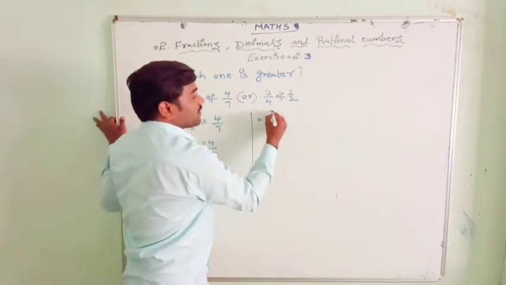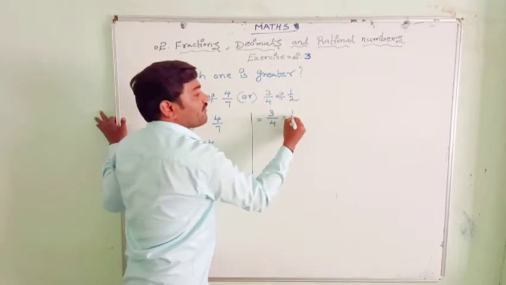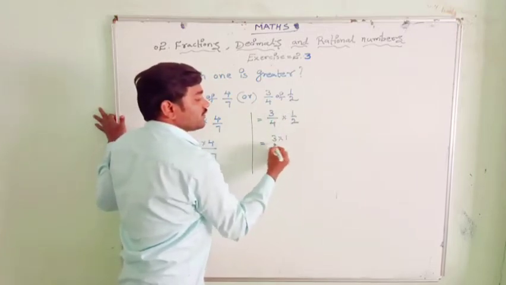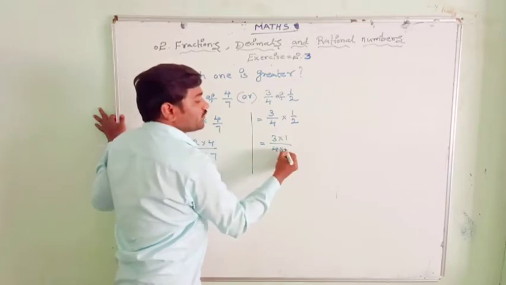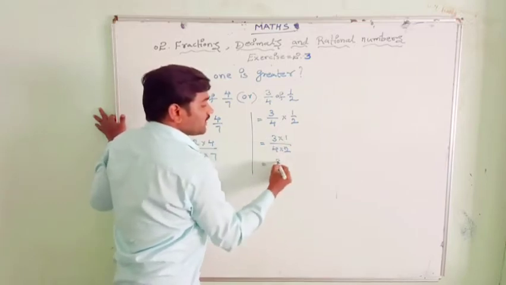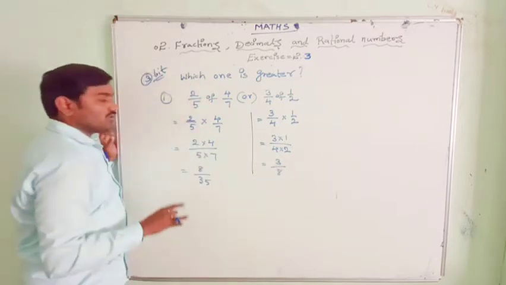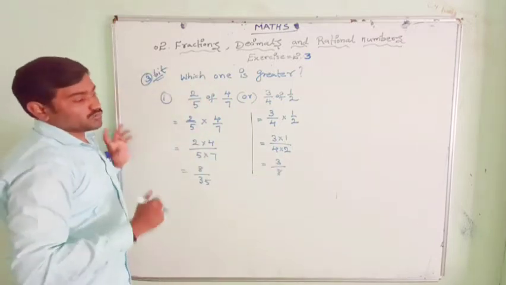Now here, 3 by 4 of 1 by 2. 3 ones are 3, into 1 by 4 into 2. So here 3 ones are 3, by 4 twos are 8. Now which one will be greater of these two?